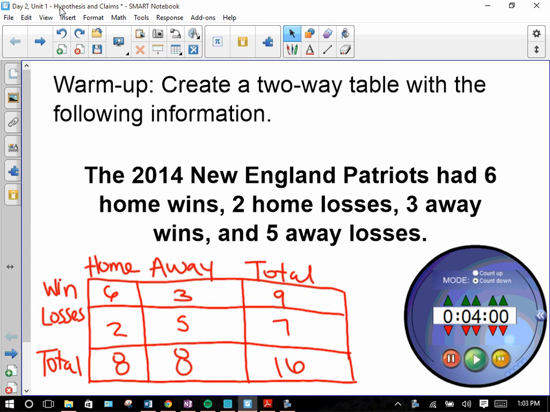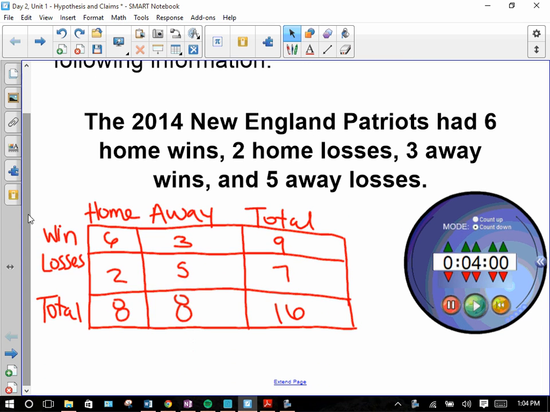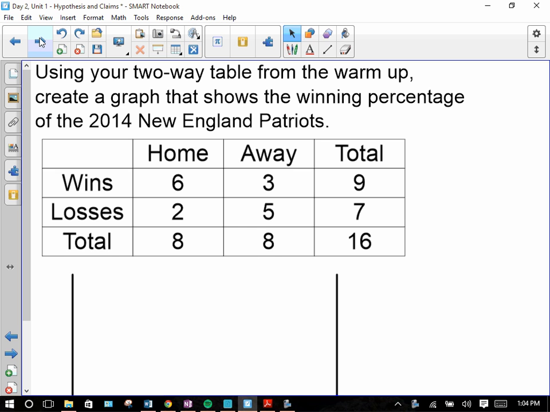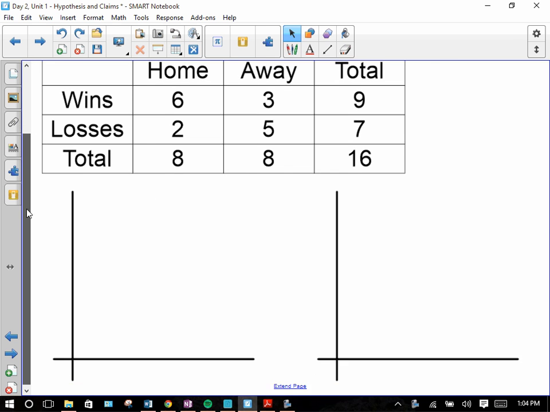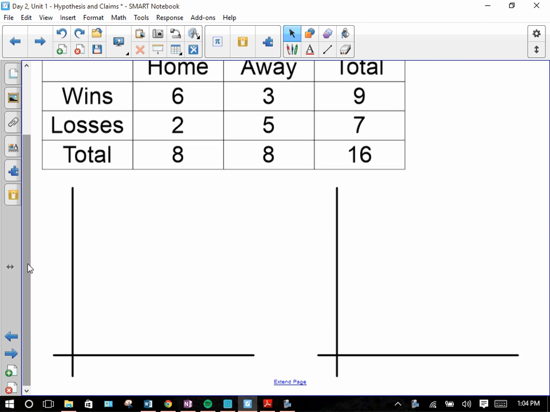So that was good. I want you guys to use your table to create a bar graph for this data. I want you guys to warm up. You're going to use that data to create a bar graph, and when you create your bar graph, you should end up having home and away.